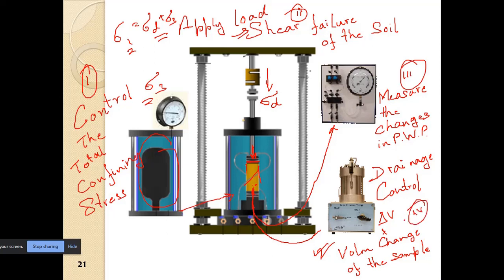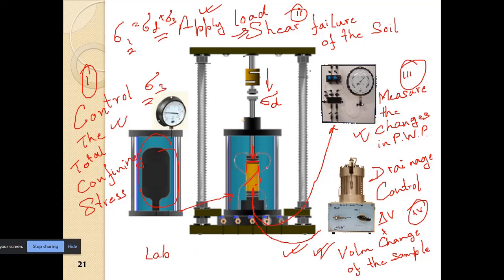So we can see that various parameters can be controlled: the load which is applied on the soil, the shearing of the sample, pore water pressure changes, and if we want to measure the changes in the volume. All this we can control in a controlled environment in the laboratory. In a controlled laboratory environment we can obtain the behavior of the soil.